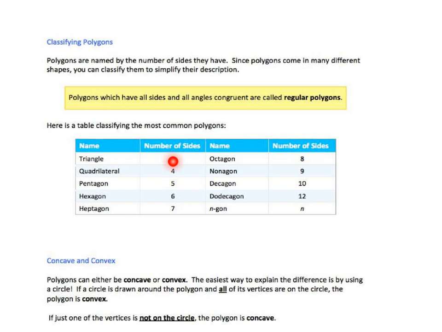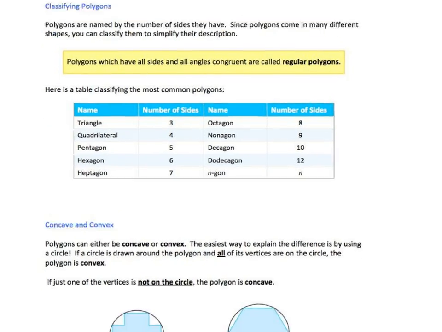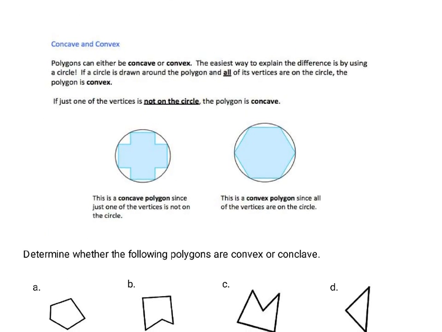So you have a triangle, which is 3-sided, quadrilateral 4, pentagon 5, hexagon 6, heptagon 7, octagon 8, nonagon 9, decagon 10, undecagon would be 11, dodecagon is 12, and then if you don't know the number of sides, we just call it an n-gon.